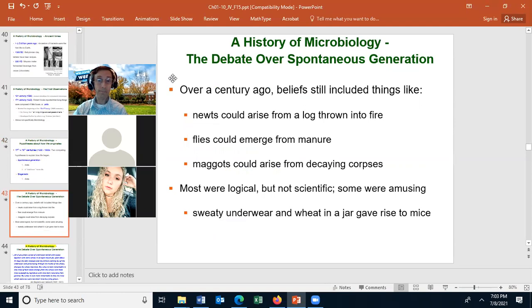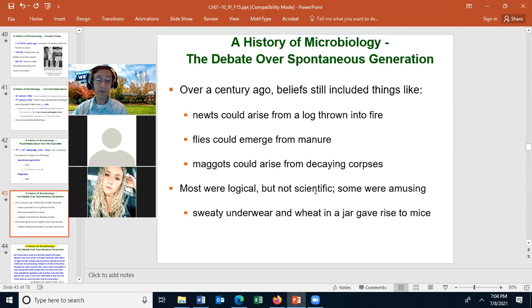It included things that were logical but not terribly scientific. When you took a log and threw it into the fire, sometimes you could see a newt crawling out of the fire. And the spontaneous generation people would say, aha, there's evidence of spontaneous generation. You put wood in fire and you spontaneously generated a newt. Another one would be where flies would emerge from the manure. I don't know what the elements were getting together, obviously the manure and something else, and then the flies would spontaneously generate. And then another one was where maggots would arise from a decaying corpse. They all said this was evidence of spontaneous generation.